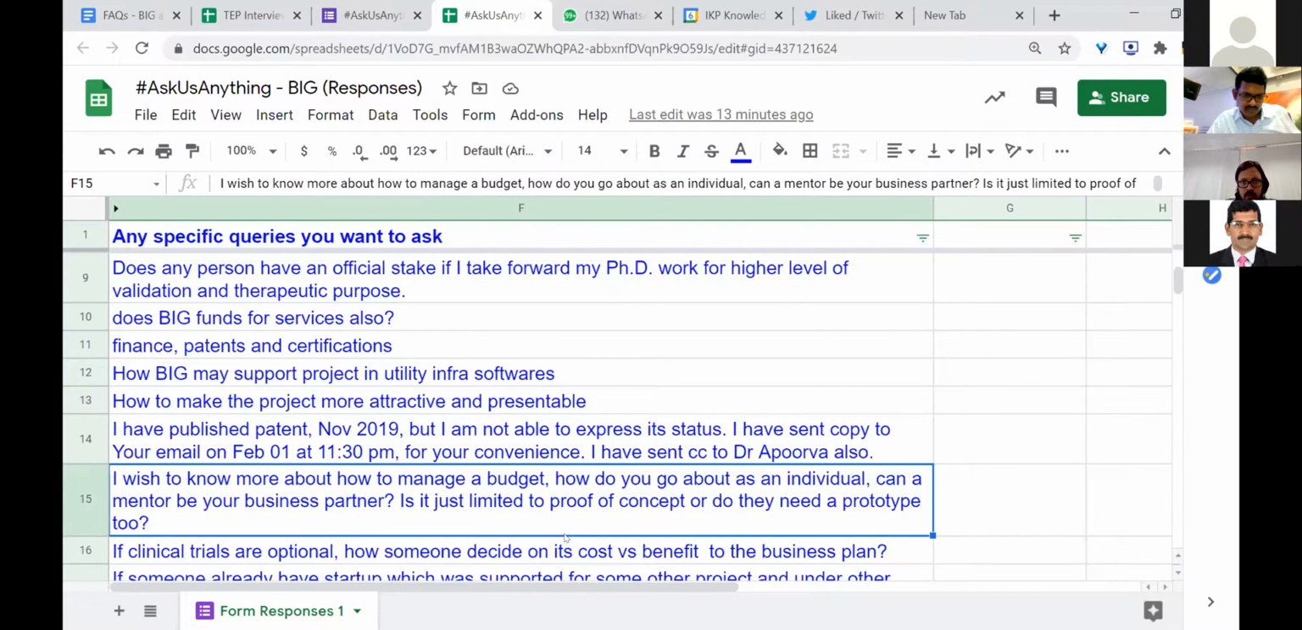I want to know more about how to manage a budget. How do you go about it as an individual? Can a mentor be your business partner? Is it limited to proof of concept, or do they need a prototype too? I think we have covered these points.